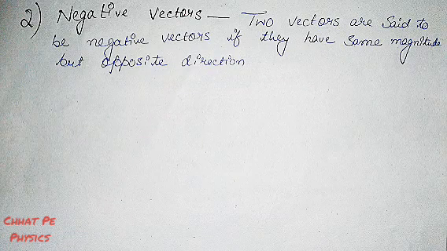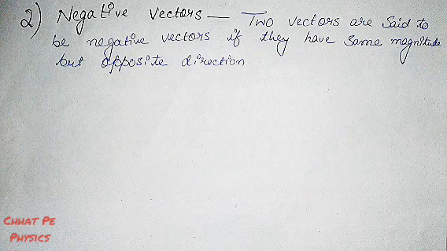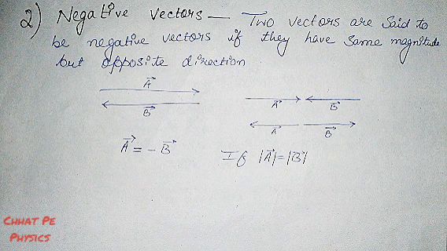Next one is negative vectors. Two vectors are said to be negative vectors if they have the same magnitude but opposite direction. These are a few negative vectors. Here, vector a is equal to minus vector b, but mod of vector a is equal to mod of vector b. That means their magnitudes are equal.